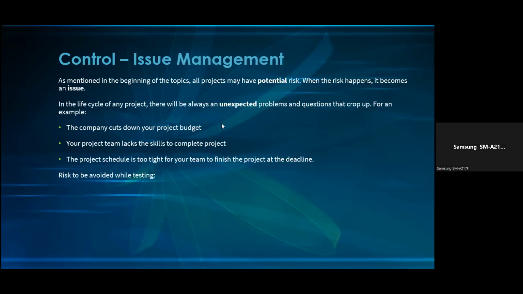Risks to be avoided while testing. 1, missing the deadline. We just need to avoid it. 2, exceeding the project budget. If I've said 3 resources, manage within that resource, but put a mitigation plan. 3, losing the customer's trust. This is vital. You have to make sure.